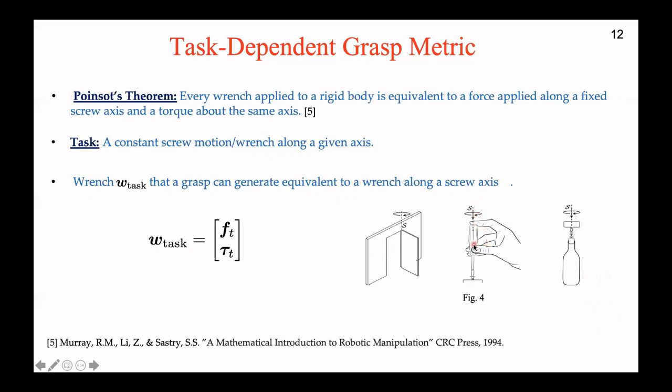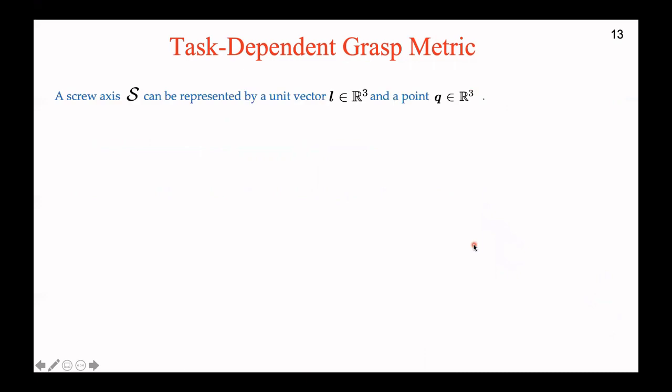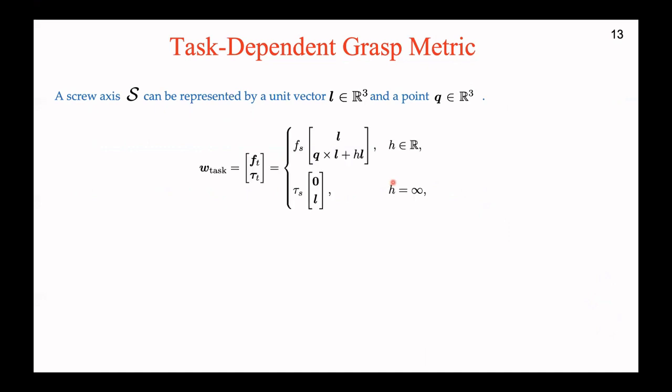screw axis. Recall that the screw axis S can be defined by using a unit vector L along the axis and a point Q on the axis. Using this definition, our task wrench, omega task, can be represented by a force Fs along the screw axis and a torque, tau s, about the axis S. Here, H is known as the screw pitch. When the omega task has only pure torque about the screw axis, the screw pitch is equal to infinity. It is a real valued number otherwise.